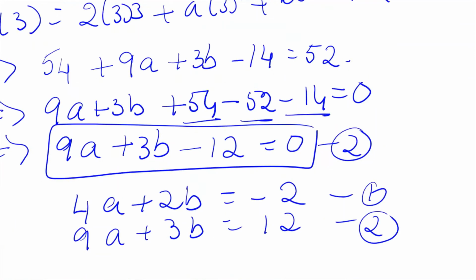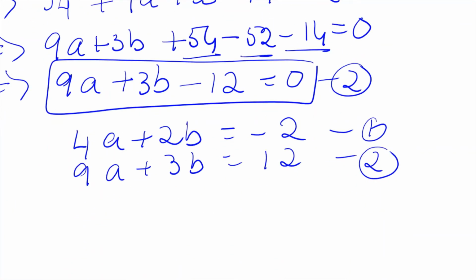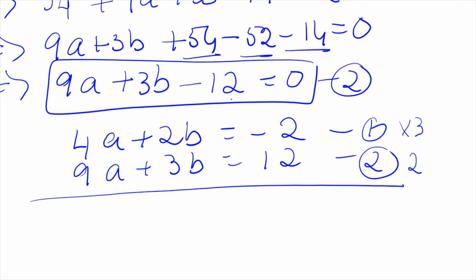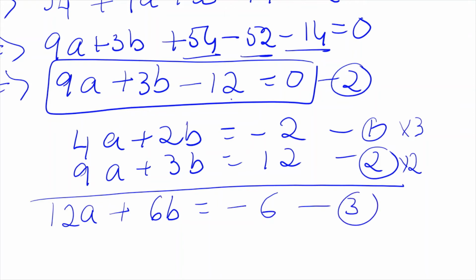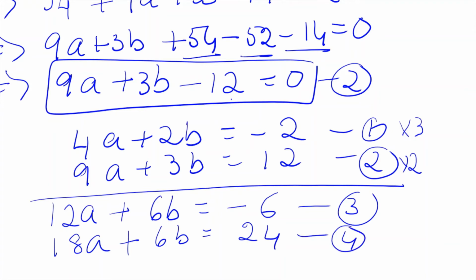Okay, these are your two equations: 4a plus 2b plus 2 is equal to 0, so 4a plus 2b is equal to minus 2. 9a plus 3b minus 12 is equal to 0, so 9a plus 3b is equal to 12. So we have to eliminate b. You have to multiply the first by 3 and the second by 2. So 3 into 4, 12a plus 3 into 2, 6b is equal to 3 into minus 2, minus 6. This is your equation 3. Then 2 into 9, 18a plus 2 into 3b, 6b is equal to 2 into 12, 24. This is your equation 4.